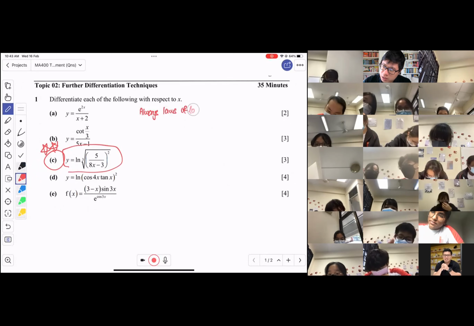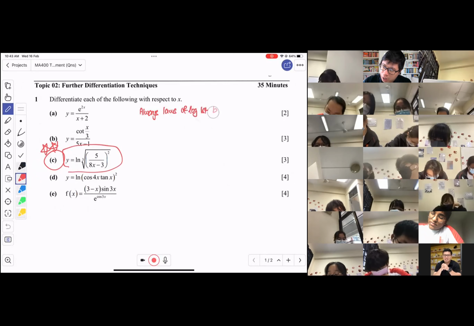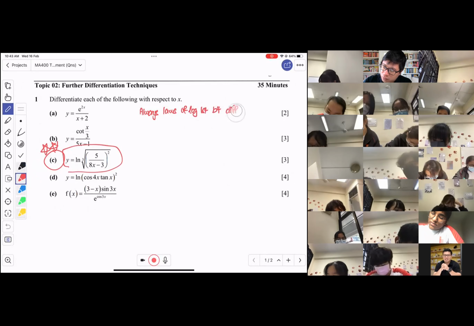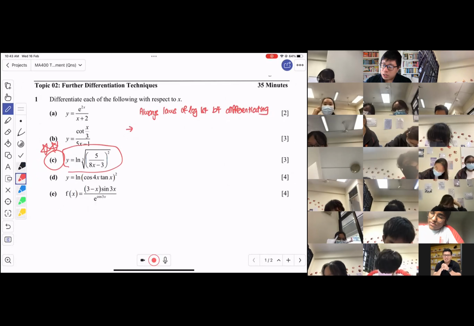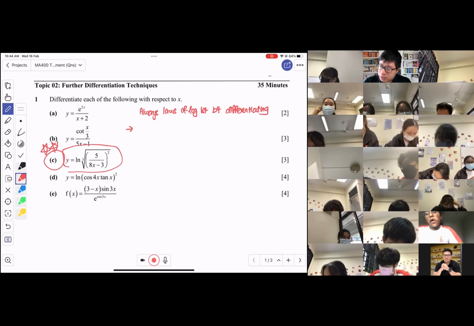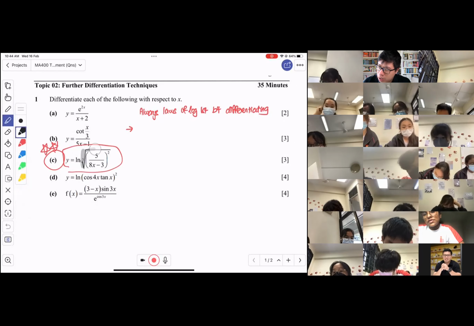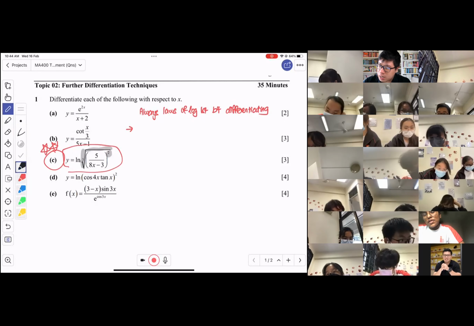Always take the log first before you differentiate. Otherwise, you're going to take 15 minutes to do the question, whereas other students will take 30 seconds. Okay, so for this, you notice that this is power 3, power 2. So this is the same as your y.